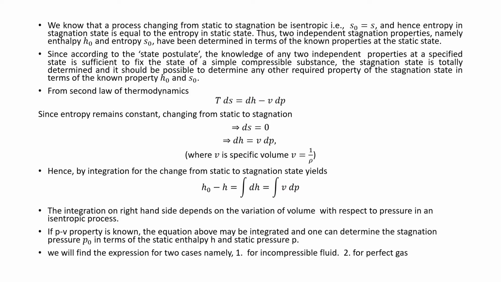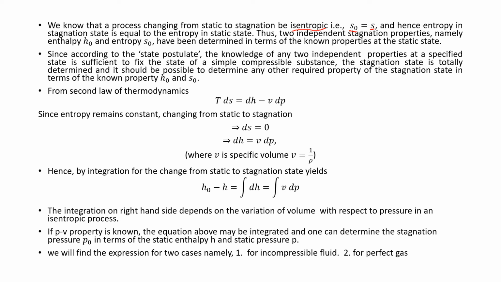We know that a process changing from static to stagnation is isentropic. What is isentropic? Isentropic means entropy remains constant, that is S naught is equal to Si, and hence entropy in the stagnation state is equal to entropy in the static state. Thus, two independent stagnation properties, namely enthalpy H naught and entropy S naught, have been determined in terms of known properties at the static state.